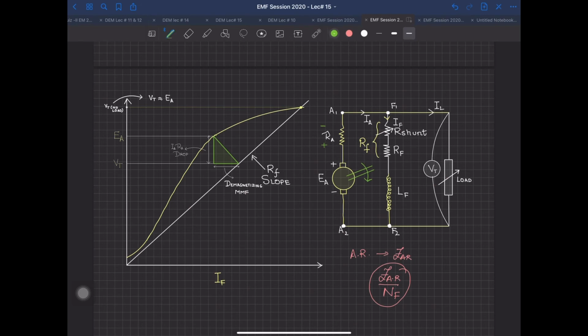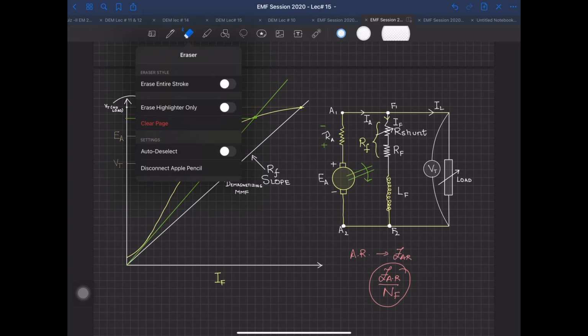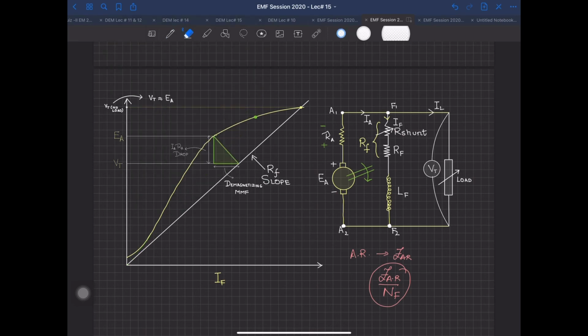So supposing your RF slope is different, if the RF slope is here, then corresponding to this point, this is going to be your EA at no load. So certainly this area comes down. What happens when you have a larger RF is that your possibilities are going to be very small, and in that case your generator is not going to be very stable. If you want a generator to be on the stable side, it's much easier to make it in such a way that it is going to be stable.